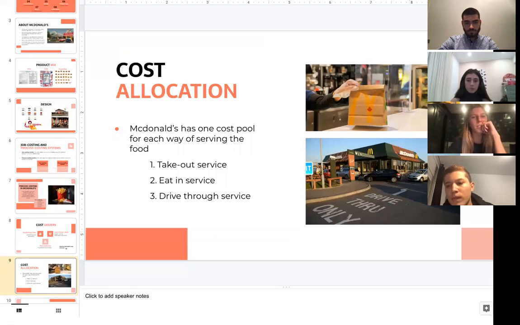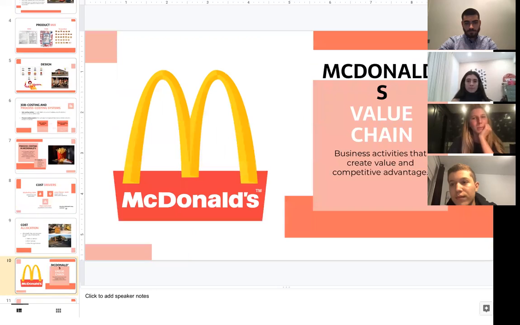And cost allocation. Okay, so there are three ways of serving that represent the cost pools for McDonald's process costing system. For each of these pools, cost drivers are identified. So by utilizing the cost drivers, the identified managers are able to control the cost of activities involved in takeout service, eating-in service, and drive-through services, which are distinct from each other. Okay, so next slide, please.